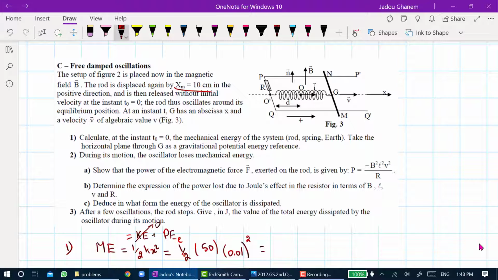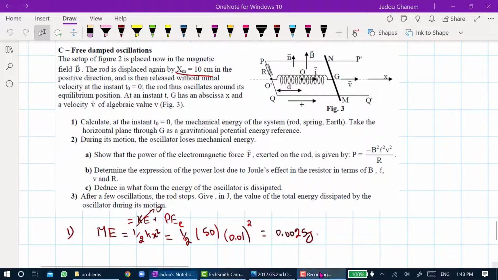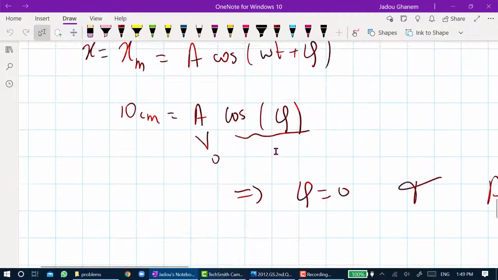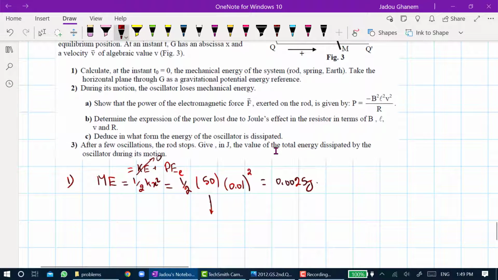The speed is 0 since initially it starts from rest, so the remaining part will be half times the K, which is 50, times 0.01 squared, and the result will be 0.0025 joules. Note that the units must be in newton per meter for K and in meter for the distance.